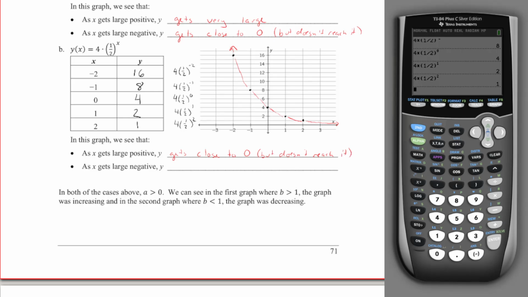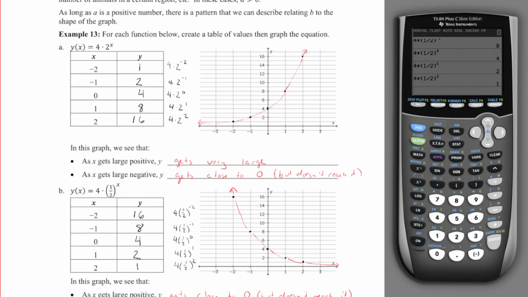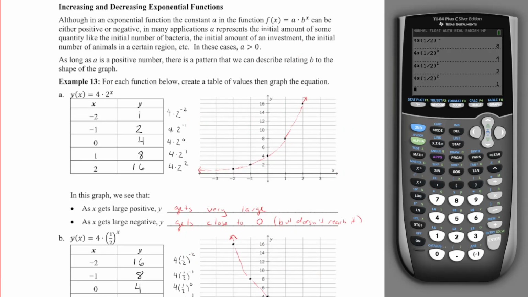On the other hand, when x gets negative, we're dividing by a half, which is the same as multiplying by 2. And so negative x's are going to give us very, very big values of y. As x becomes a large negative number, y gets very large. And what makes the difference between these two is that in our first example, our multiplier was more than 1. And in the second, our multiplier was less than 1.